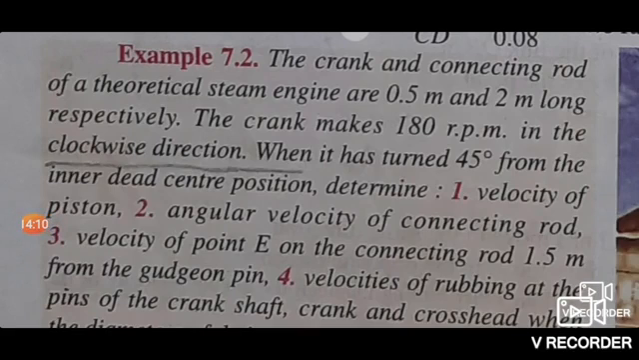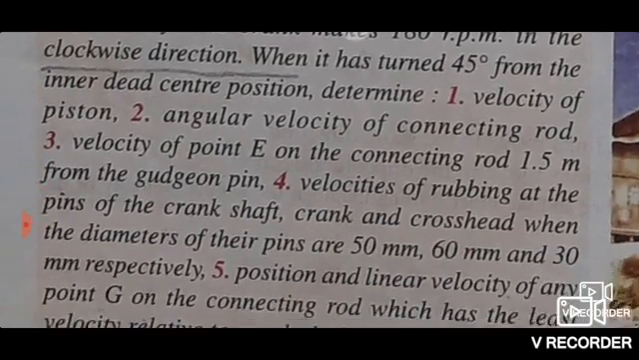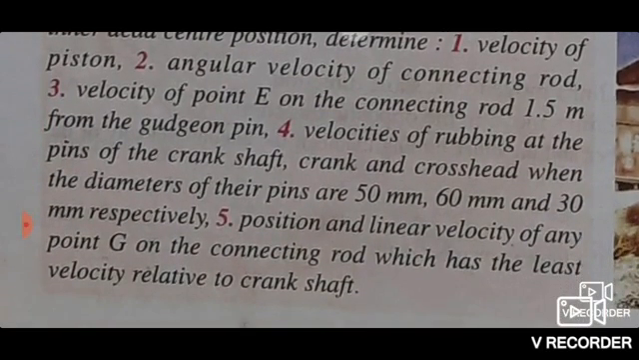Next we will solve one more numerical. The crank and connecting rod of a theoretical steam engine are 0.5 meter and 2 meter long respectively. The crank makes 180 rpm in the clockwise direction when it has turned 45 degree from the inner dead center position. Determine first, velocity of piston; second, angular velocity of connecting rod; third, velocity of point E on connecting rod 1.5 meter.